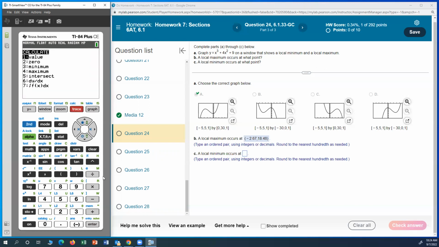The next part of the problem asks me for a minimum, so I'm going to select number 3. And I need to get to the left of my minimum, but somewhat close. Hit enter. Get to the right of the minimum, enter, and now hit enter for guess.